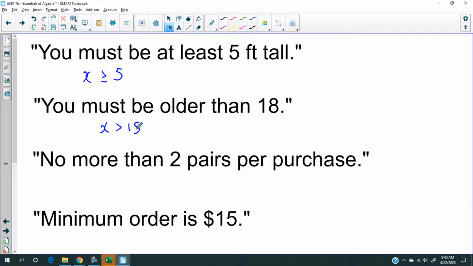Yeah. Like this. Okay. So can you be 18? No. Can you be older than 18? Can you be 19? Yeah. Can you be 17? No. Right? So that's how you'll write that.